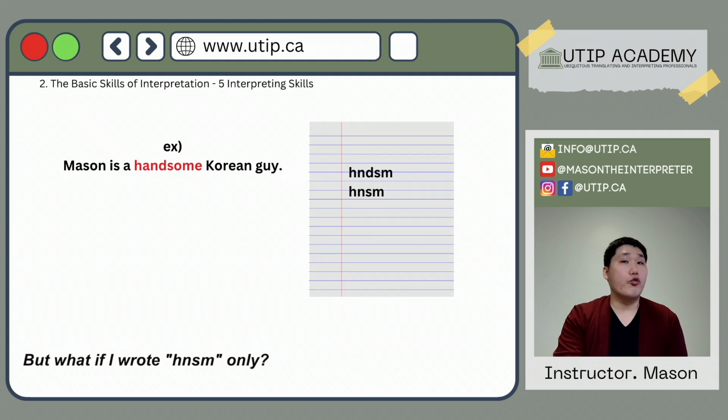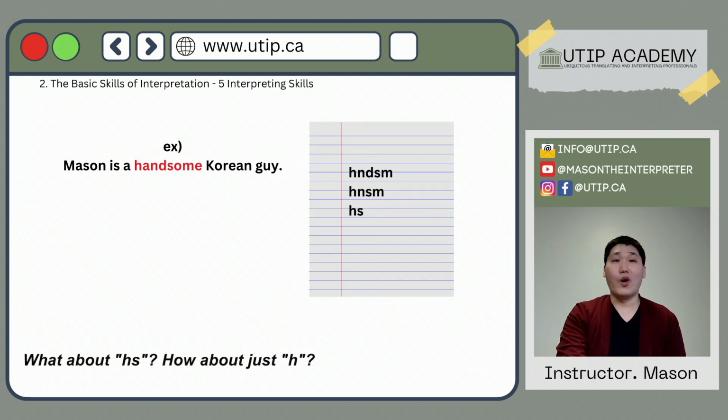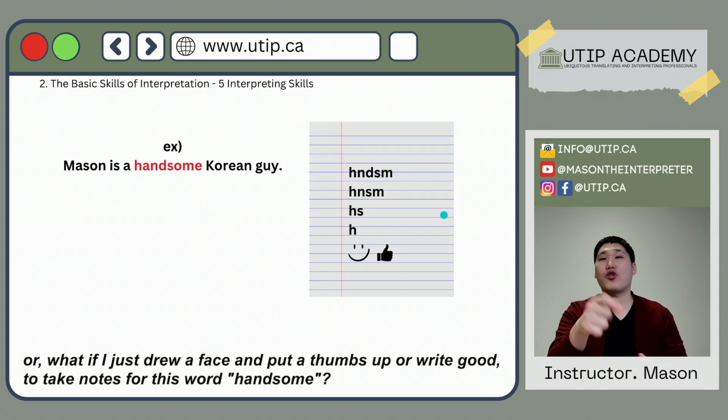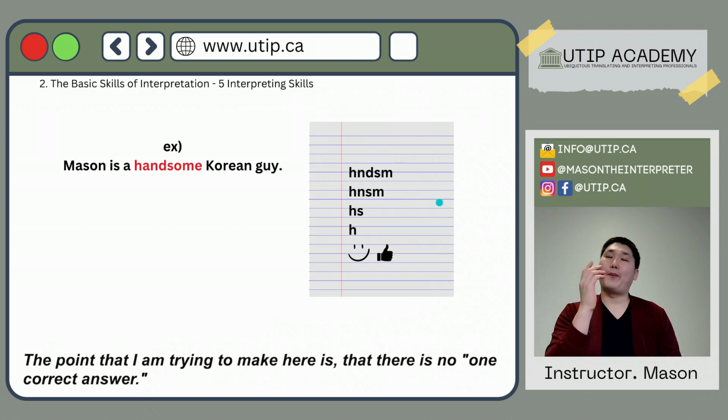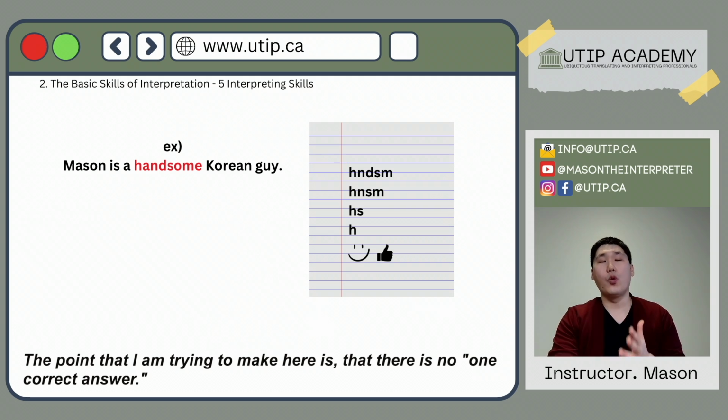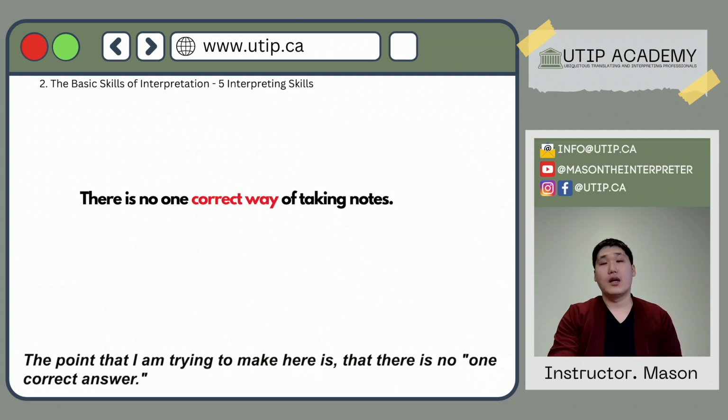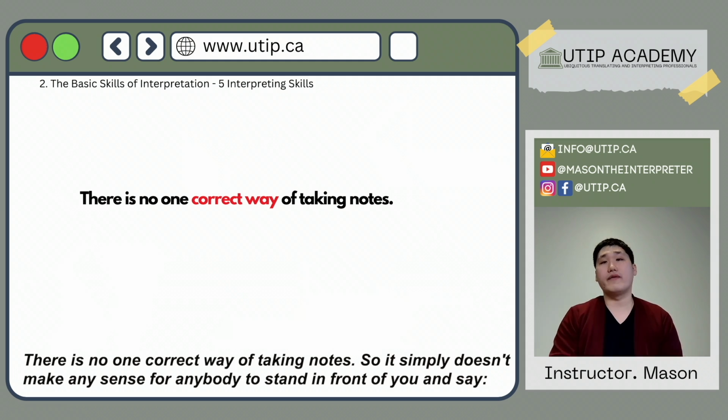But what if I wrote HNSM only? What about HS? How about just H? Or what if I just drew a face and put a thumbs up or write "good" to take notes for this word handsome? Which one is the best? Which one is the worst? Which one is okay and not okay? The point that I'm trying to make here is that there is no one correct answer. There is no one correct way of taking notes.